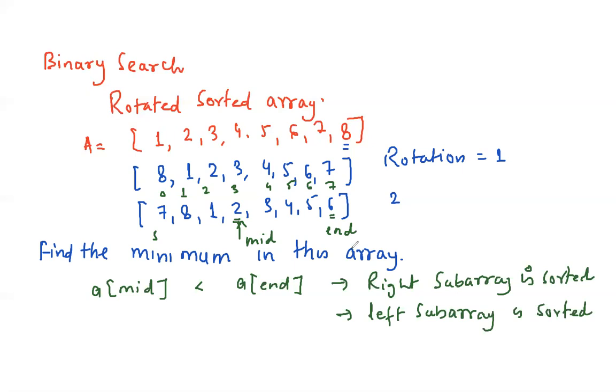What does that give us? I can discard the whole right hand side subarray, but I have to keep the mid because mid is still a candidate. You remember, because it can be the minimum. So I have to keep the mid, but I can always discard the right hand side subarray. And if the left side subarray is sorted, what does that mean?